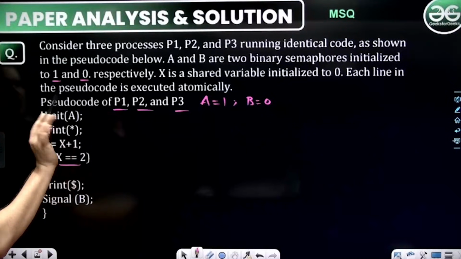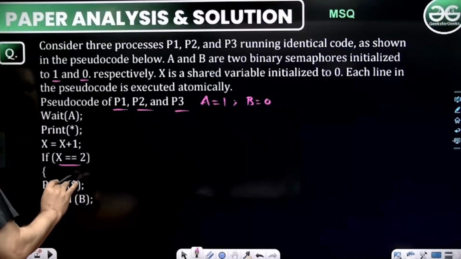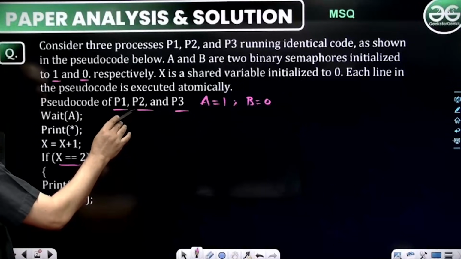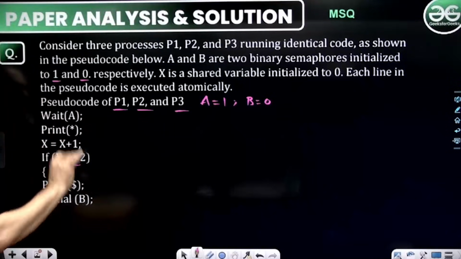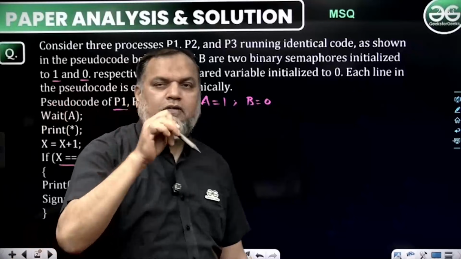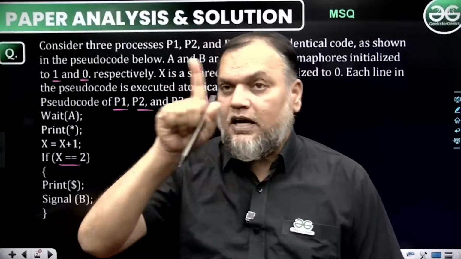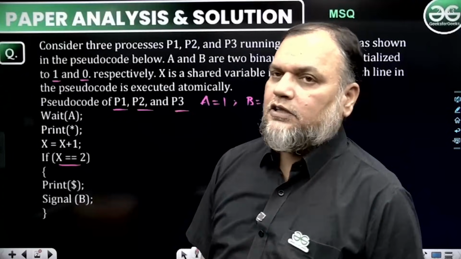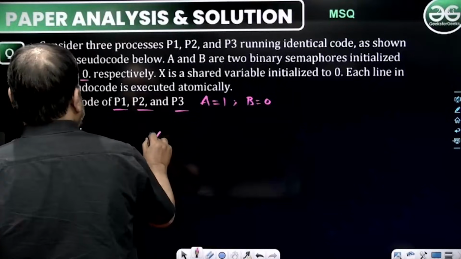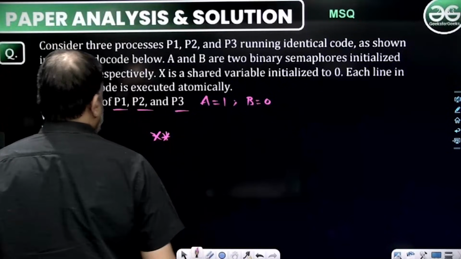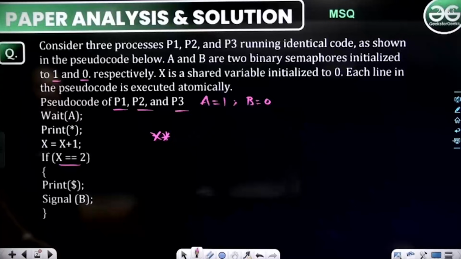But before printing dollars, for example, if I get preempted and I start with P3, wait on A will block. That's the important point. Wait on A will block for P3. So that means I cannot print a third star. So the first 2 stars have to mandatorily come. 3 stars cannot come. So this definitely forces us to print dollars after this.